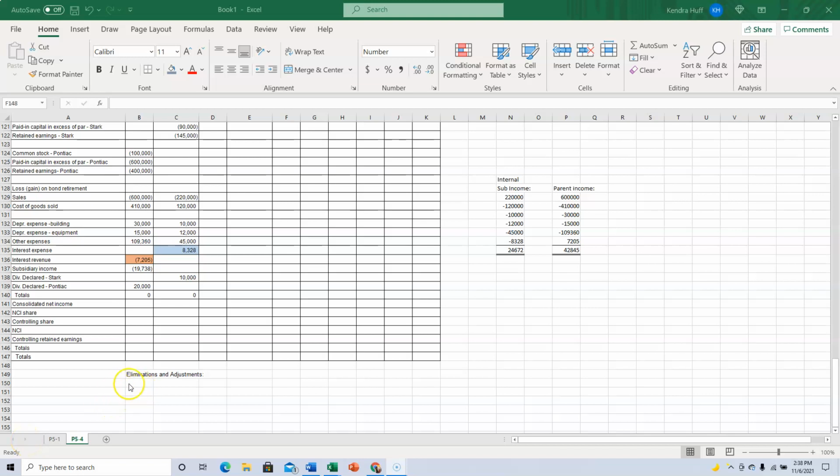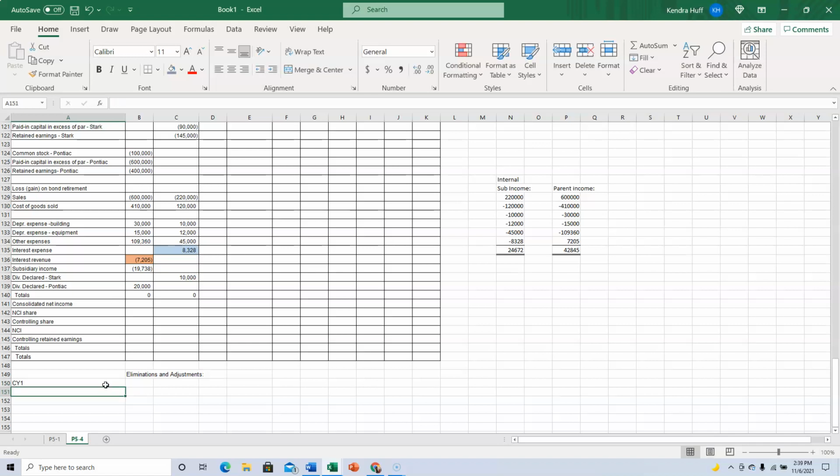Okay, this is the eliminations for problem 5.4. So we have to start from the very beginning. We have to do all the eliminations and then the worksheet. So our basic ones are our EL. Oh, actually, I'm going to do CY first.